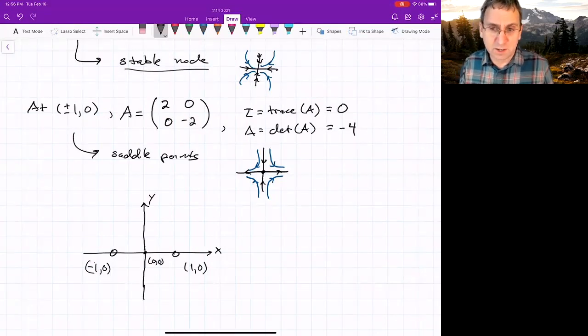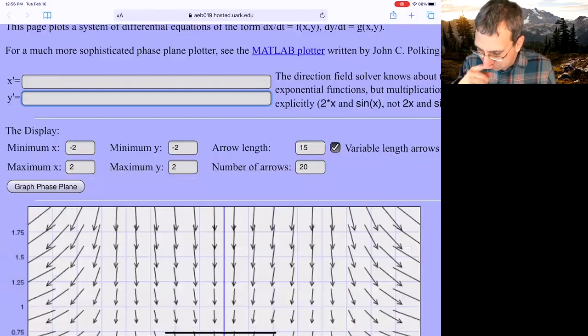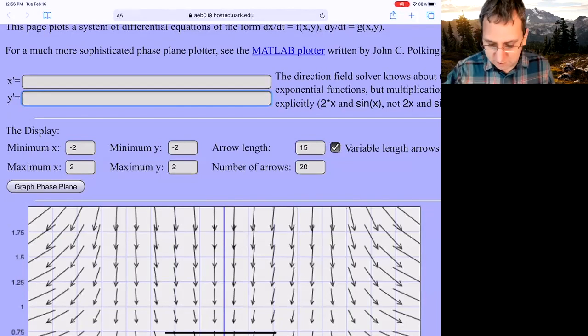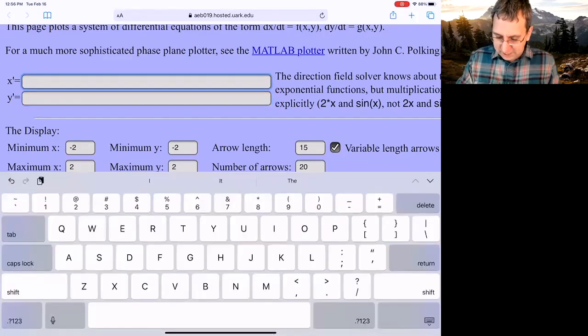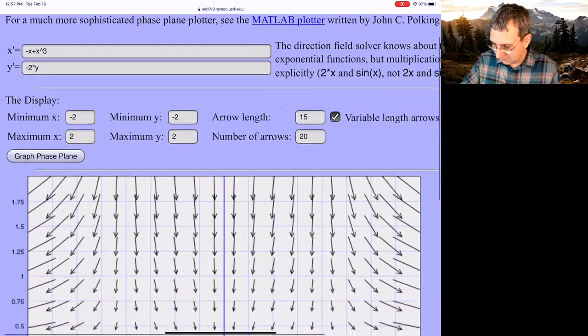So what I'm going to do now is just show you what it looks like numerically. We could do more analytically, but I just want to show you numerically. There is an online phase portrait plotter. It's the only one I found, so I'll post a link to it somewhere. All right, so I'm going to type negative x plus x cubed. You have to be careful here. If you put in any spaces, it doesn't work, and you won't know why. And there's negative 2 times y. And then I'll plot the phase space.